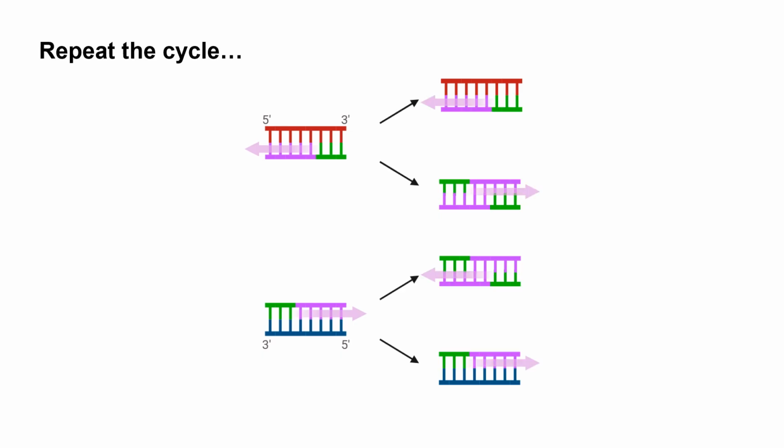Then the extension can happen by DNA polymerase, and the synthesis can be completed. After this reaction is done, the next step is again increasing the temperature to divide the double strand into a single strand again. And then this reaction can be repeated.